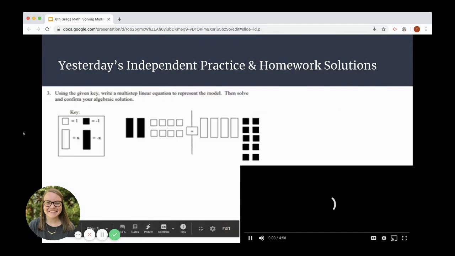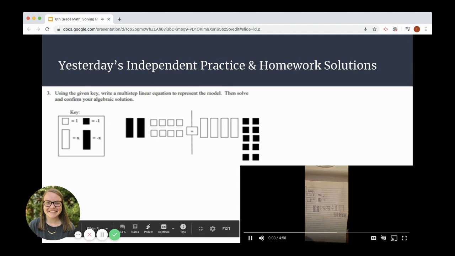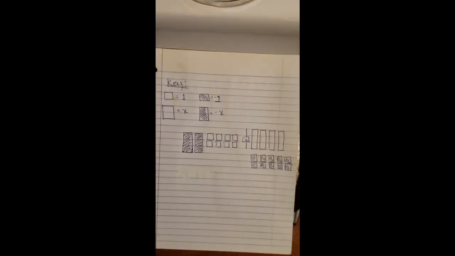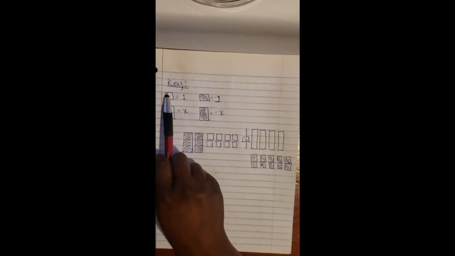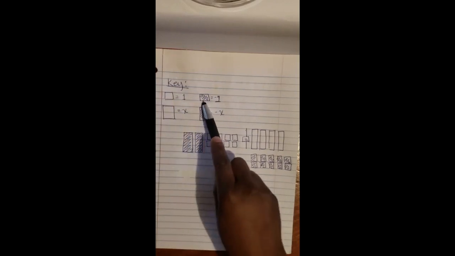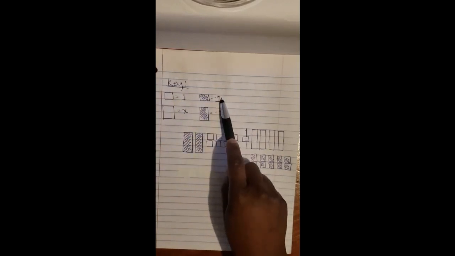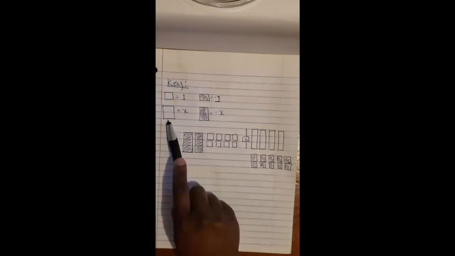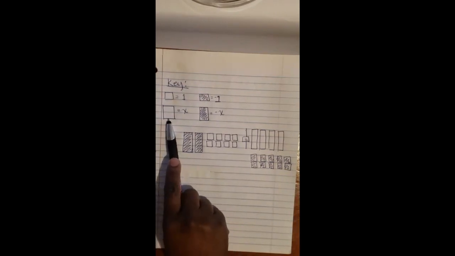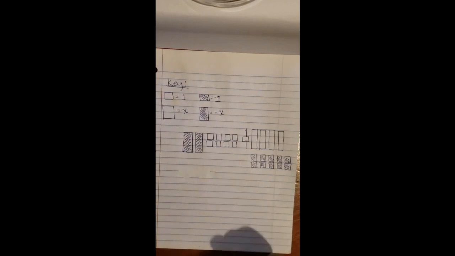And looking at example or problem 2 from yesterday, here is your solution for that. Going over example number 2 for day 2, I have simply copied over the question, including the key, from the homework practice slide. Just to review, the empty small box represents 1 unit. The shaded-in small box represents -1. The longer rectangular empty box is x, and the shaded-in longer box is -x.